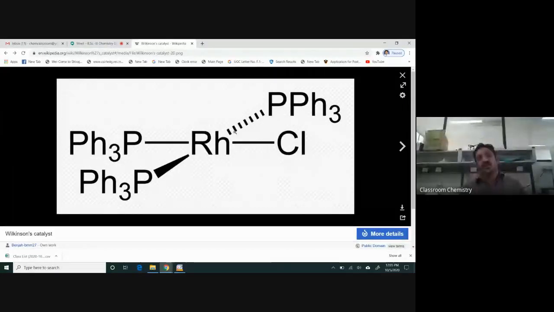This shows that this one is below the plane, this one is above the plane, and this one is on the plane. So chlorine and one triphenylphosphine, those two ligands are on the plane, while one triphenylphosphine is below the plane and one triphenylphosphine is above the plane. That catalyst, the rhodium complex, is the Wilkinson catalyst. What is it called? Yes, everybody?